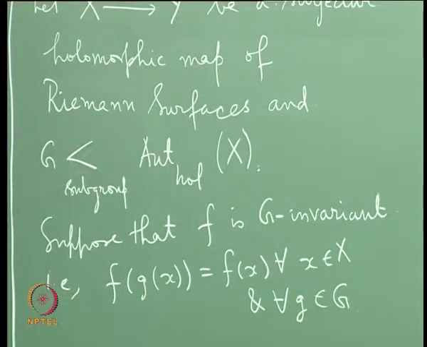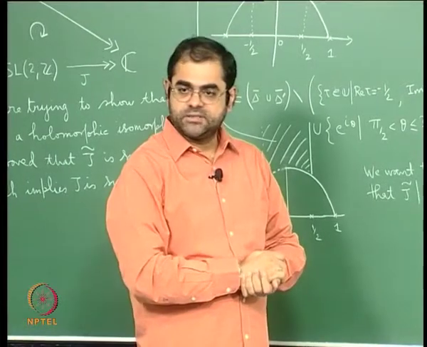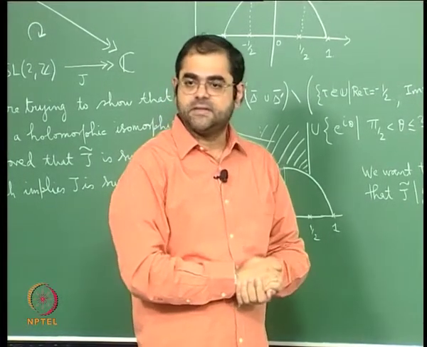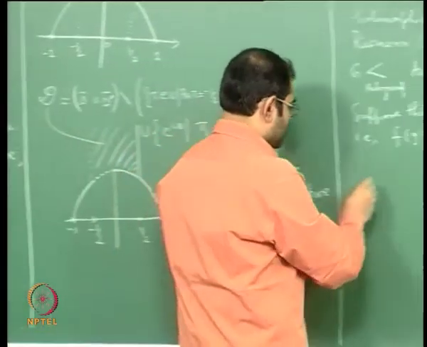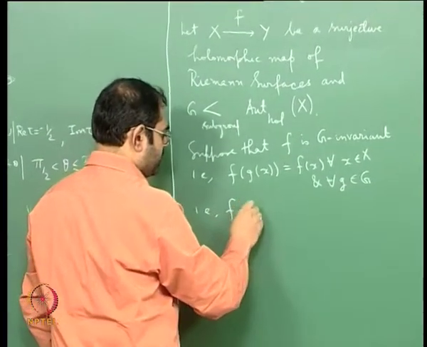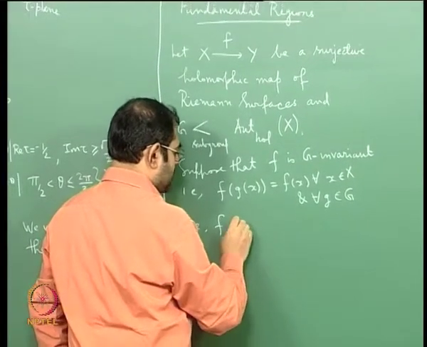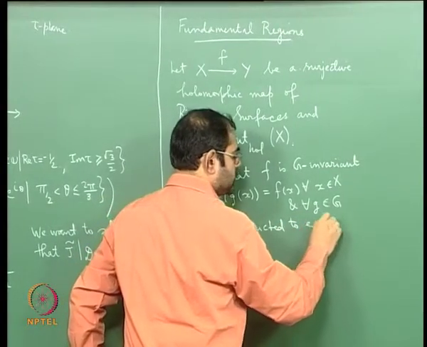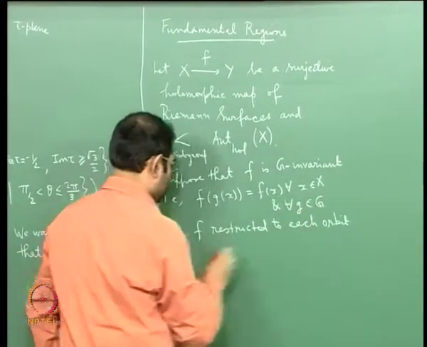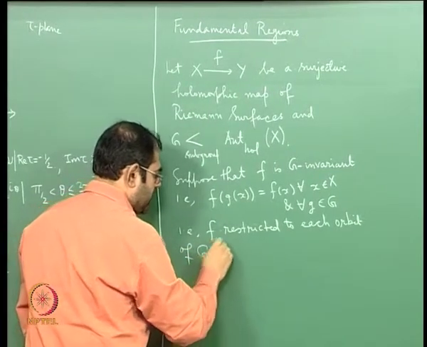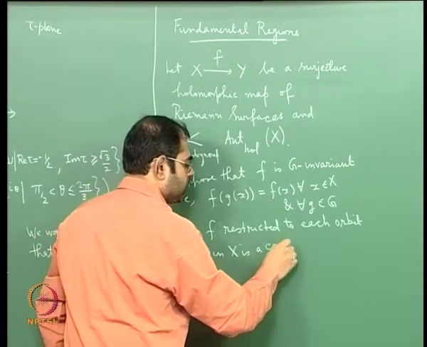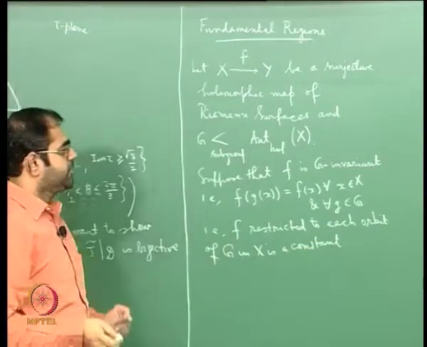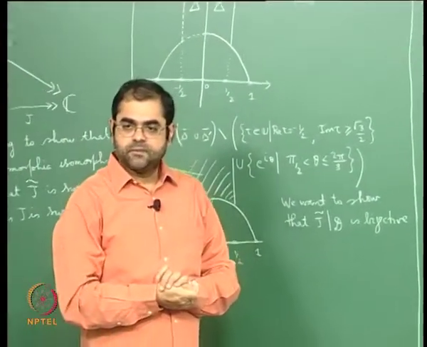So saying that F is G invariant is the same as saying that F is constant on G orbits. F restricted to every orbit of G is constant. So F restricted to each orbit of G in X is a constant. Suppose you have a G invariant map, alright.